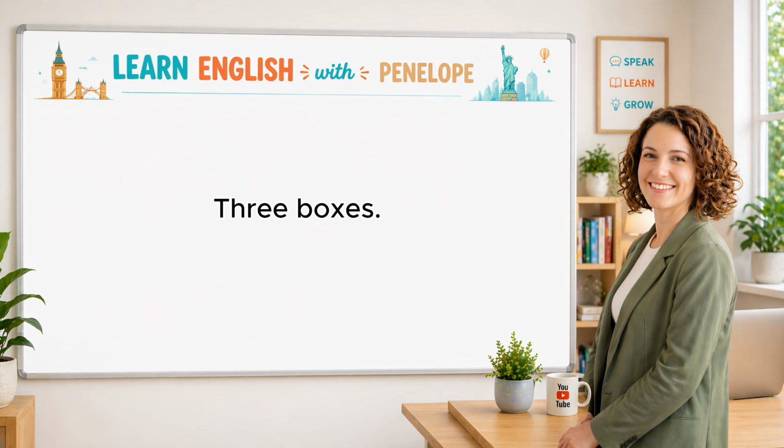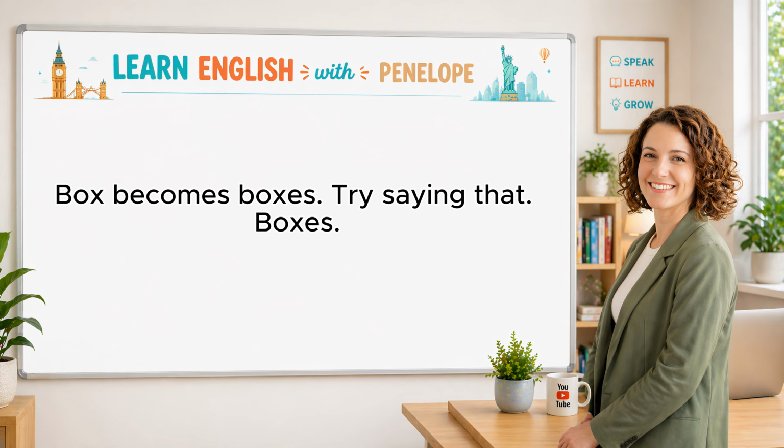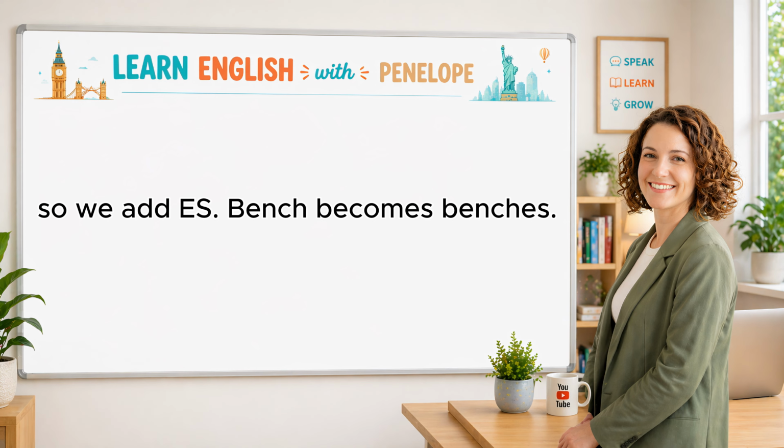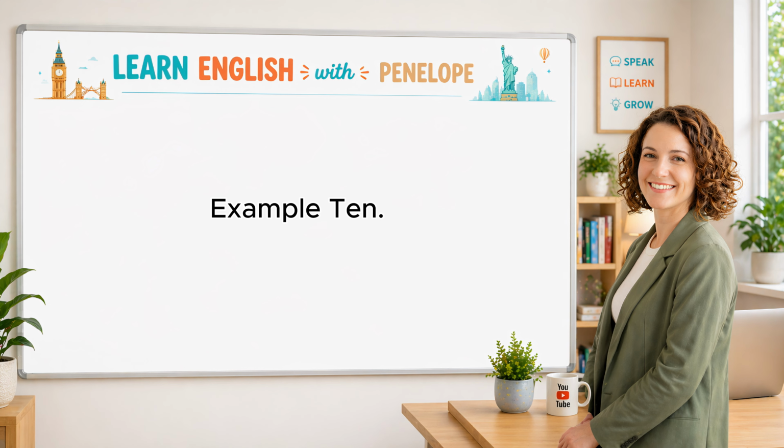Example 8. 1 box, 3 boxes. Box ends in X, so we add ES. Box becomes boxes. Try saying that. Boxes. Very good. Example 9. 1 bench, many benches. Bench ends in CH, so we add ES. Bench becomes benches.